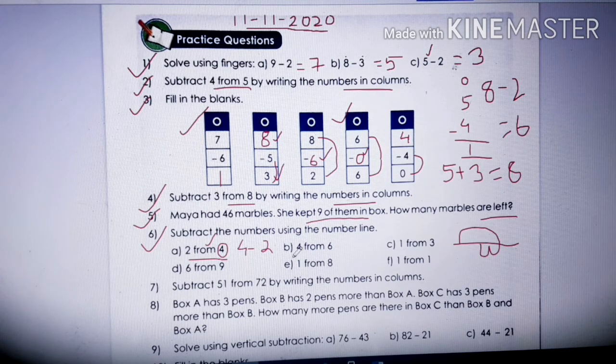So, you have to complete till F. So, I'll stop here, children. You complete this work and submit it to me in the Google Classroom. Okay? That's all for today, children.